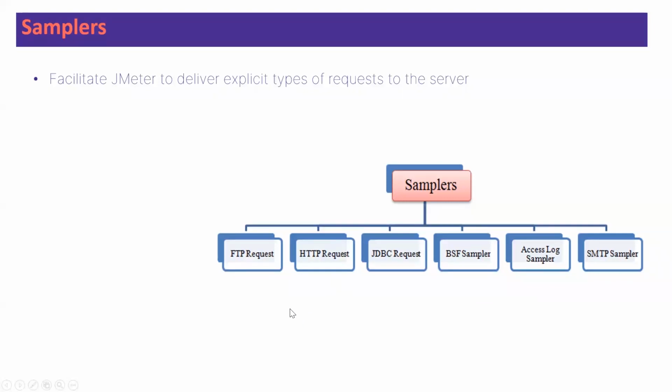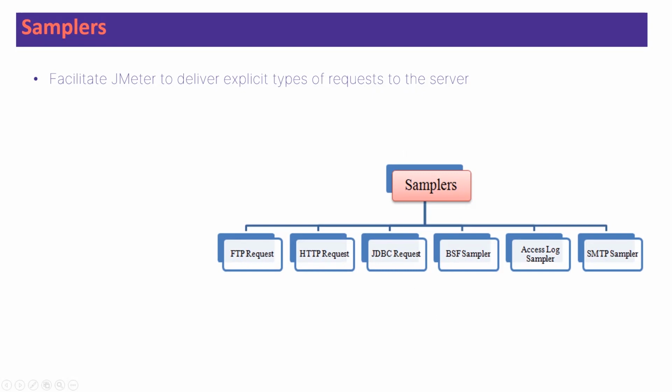Requests can be HTTP, HTTPS, FTP, JDBC, and there are many other protocols. Normally, HTTP and HTTPS requests are the most common way of sending user requests to the server. FTP requests are used to upload or download a file from the server. JDBC requests are used for database performance testing. And as we know, SMTP is mainly used to test mail server requests.